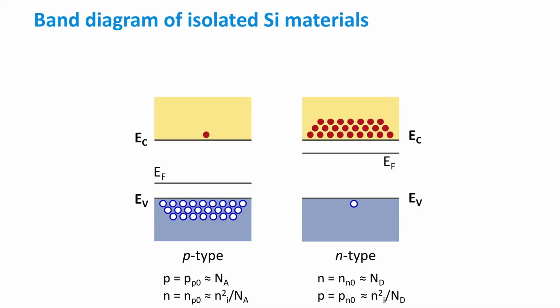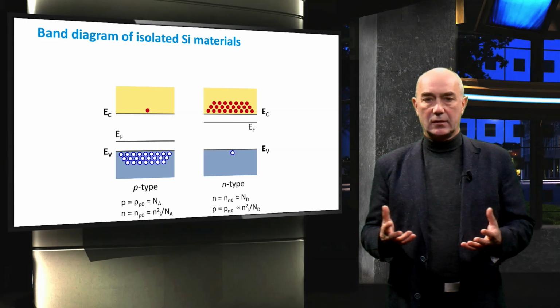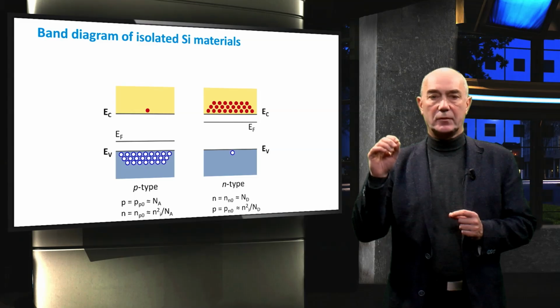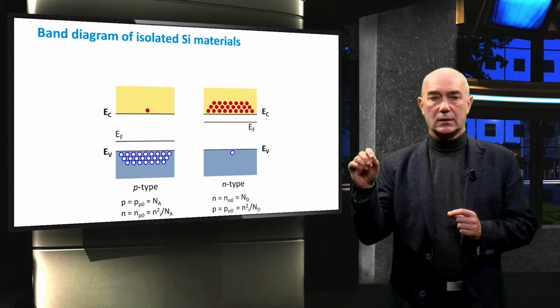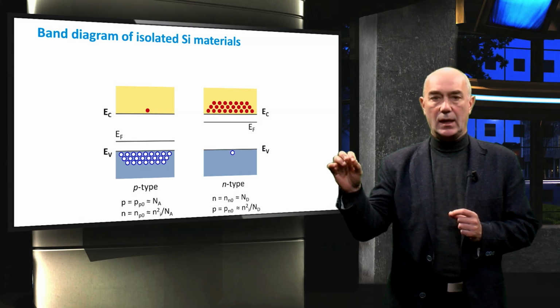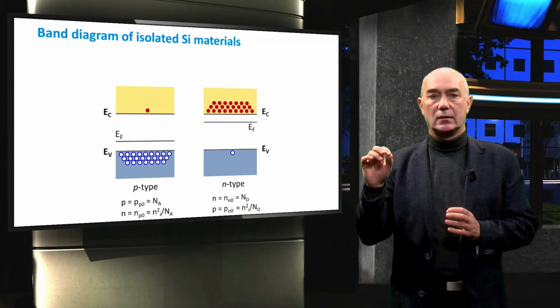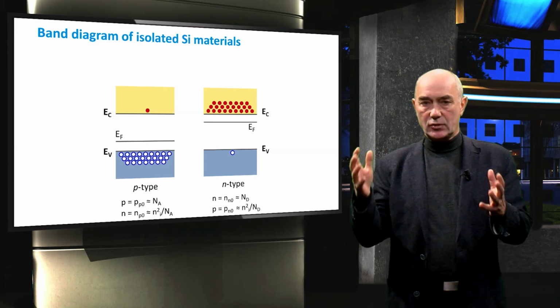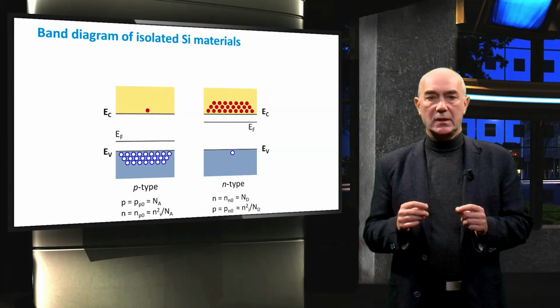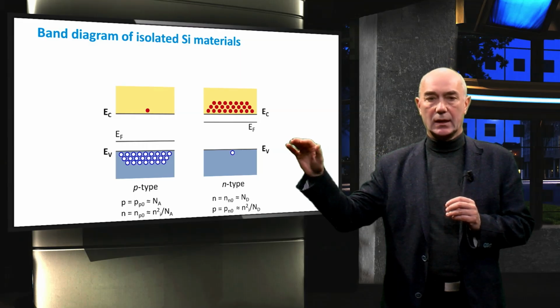In the n-type semiconductor material, electrons are the majority carriers, and their concentration approximates to the donor concentration. The minority carrier concentration is calculated from this equation. So we see that in p-type semiconductor, there are a lot of holes in the valence band, and in n-type semiconductor, there are a lot of electrons in the conduction band. The concentration of majority carriers determines the position of the Fermi level in the band diagram.